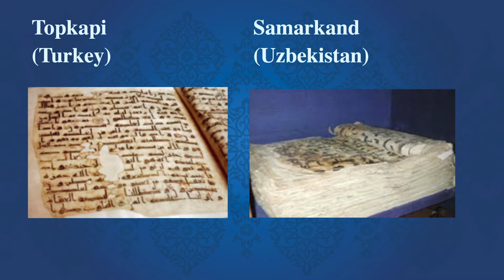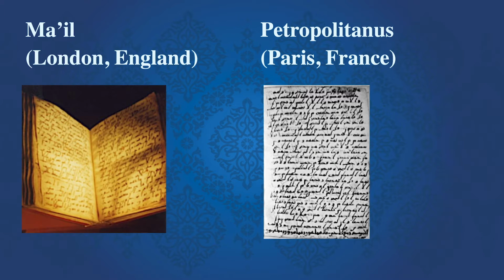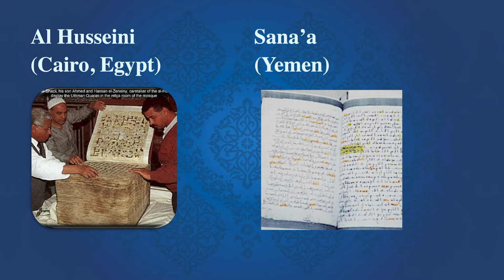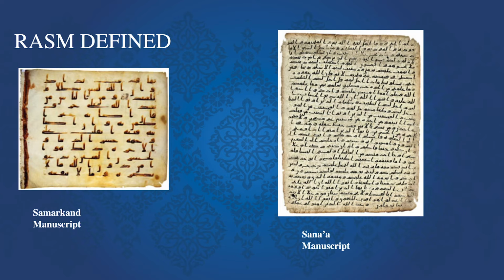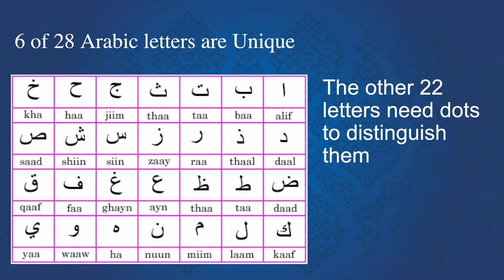Why? Because if you don't have a dot, let's just take that smiley face. One dot above it makes it a nun, 2 dots makes it a ta, 3 dots makes it a tha, 1 dot below it makes it a ba, and 2 dots below makes it a ya. So nun, ta, tha, ba, ya. You get 5 different letters out of just 1 smiley face. If you have 3 smiley faces together, you can get 19 different words. So you have to have the dots to be able to read, to know what the letters are.